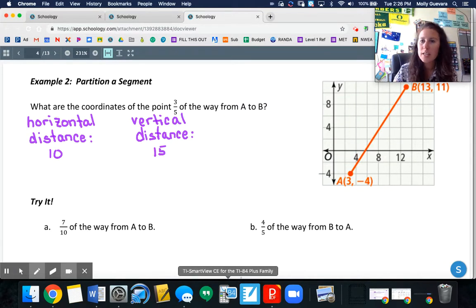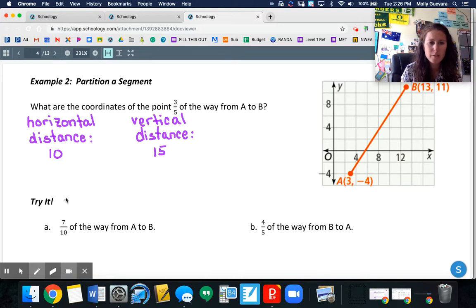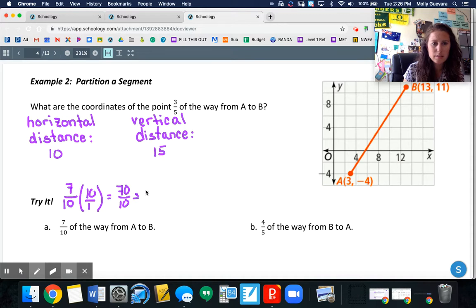Okay, so let's go ahead and give these a shot. My horizontal distance is still 10, and my vertical distance is still 15, so that hasn't changed because we're looking at the same line. If we're looking at a different line, you'd have to figure out what those are. Okay, so I'm going to do it up above so that we can fit it all. I'm going to multiply my fraction, which is 7/10, by the horizontal distance, 10 over 1. And I get 70 over 10, which is 7.